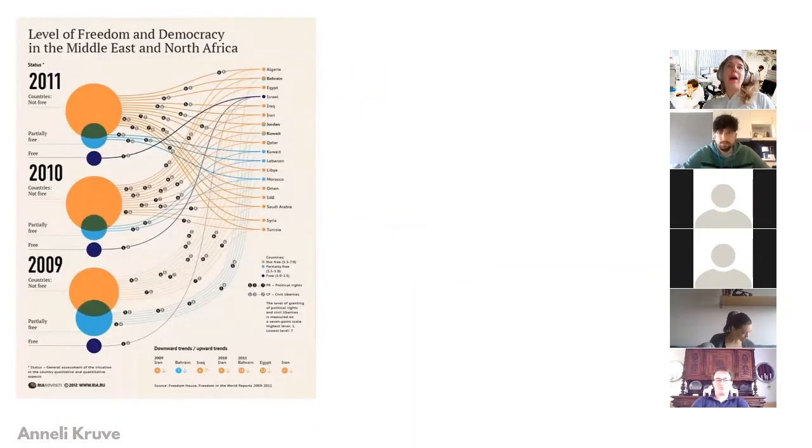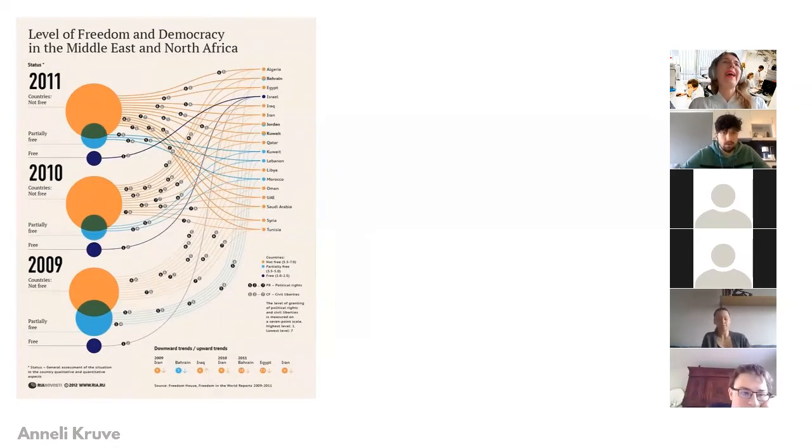I show you a graph here. This is not chemistry related, but I found it quite good as an example in here, in the sense that this is the level of freedom and democracy in the Middle East and North Africa. And this looks pretty fancy. My question to you is, whom do you think this graph is meant for, and under which circumstances? The content doesn't matter, just look at the presentation of the data.